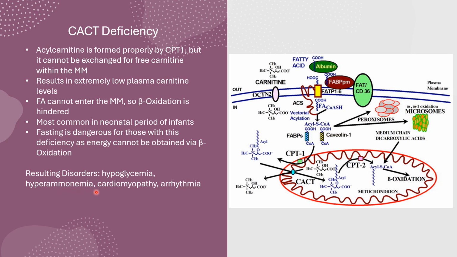It actually produces hyperammonemia, and then you have weakness in the heart due to this. One interesting fact about this is this deficiency is most common in the neonatal period of infants, that's within the first 28 days of an infant's lifespan. That's when this is most often seen. And because your acylcarnitine is able to be formed from carnitine, as opposed to the CPT1 deficiency, you do have low plasma carnitine levels.